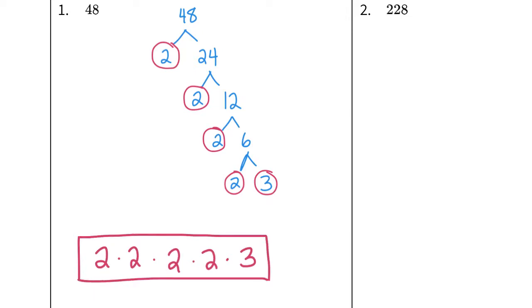Okay, now let's look at the next one. The next problem is the number 228. So we're going to do the exact same thing. We're going to break this down as much as we can, and it's easiest to always start with the number 2. Since this is an even number, I know this will work. So this would be 2 times 114.